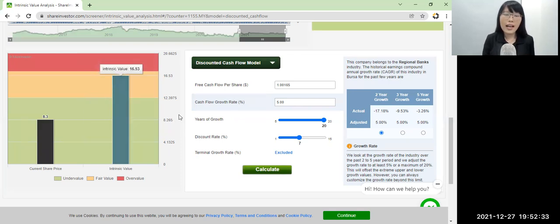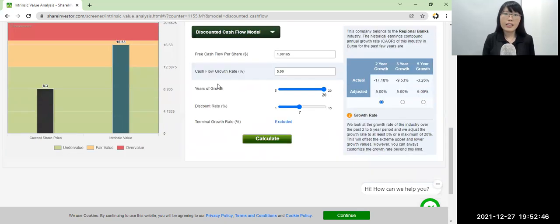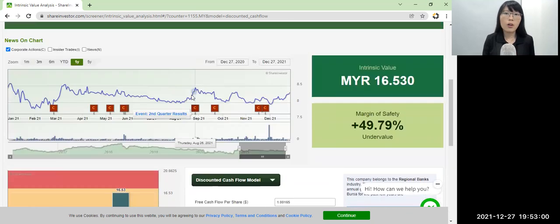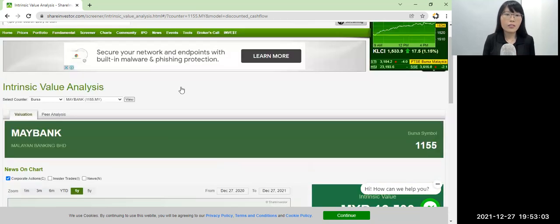Okay, usually I will use the discounted cash flow model to calculate the intrinsic value for a particular company. This is my favorite model. So this is the intrinsic value calculator that ShareInvestor WebPro provides for you. You can also find these features in ShareInvestor Station. Now let us look into another feature called charts.